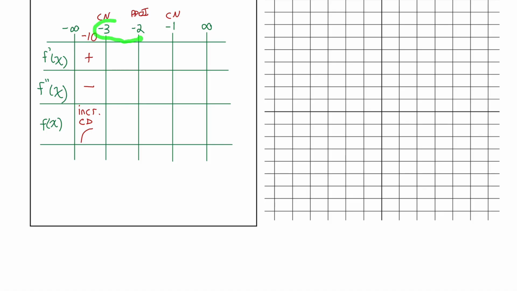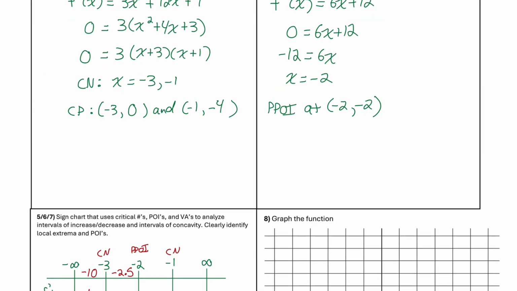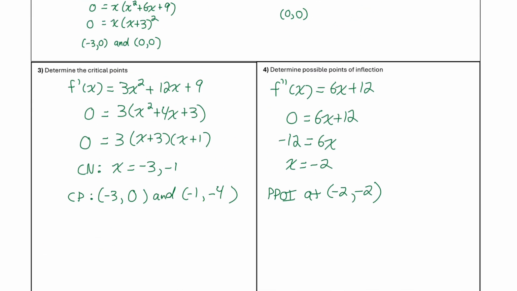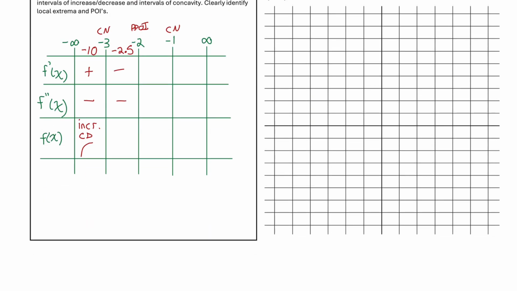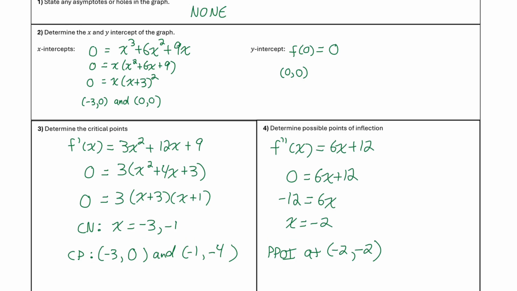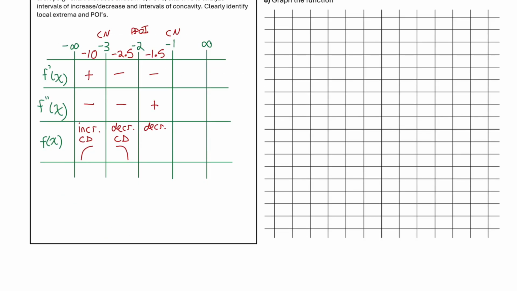And then in the next interval from negative 3 to negative 2, I'll pick a test value of negative 2.5, sub that into both the first and second derivative. Subbing it into the first derivative, I get a negative answer, and into the second derivative, I get a negative answer as well. Because the first derivative is negative, I know the original function is decreasing, and the second derivative being negative tells me that it's concave down. Next interval between negative 2 and negative 1, I'll pick a test value of negative 1.5, subbing that into both the first and second derivative. Into the first, I'll get negative. Into the second, I'll get positive, which means decreasing and concave up.